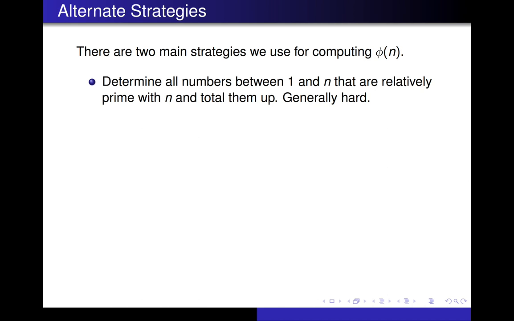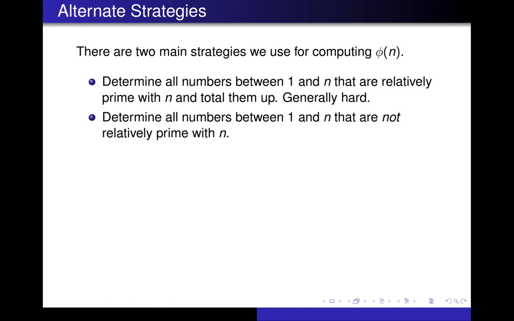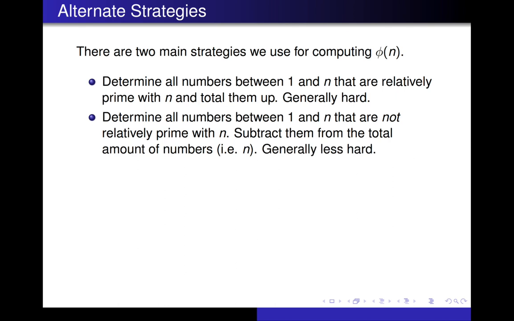An alternative strategy, which turns out to have some real merit in a lot of cases: look at all the numbers between 1 and n, not the ones that are relatively prime with n, but specifically the ones that are not relatively prime with n. Total those up, and then subtract those from the total amount of numbers that you have. In other words, there are n numbers between 1 and n, so take the total numbers that are not relatively prime and subtract them. Now, computationally, this seems really twisted, but it turns out in most cases, this is generally less hard than finding the numbers that are actually relatively prime. And let's see if I can show you this in an example.